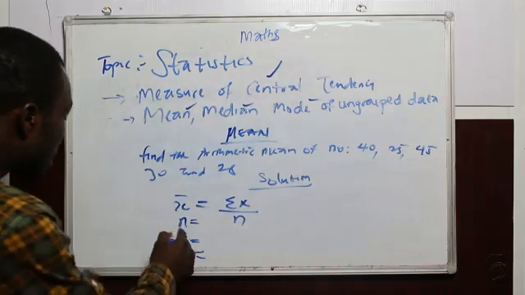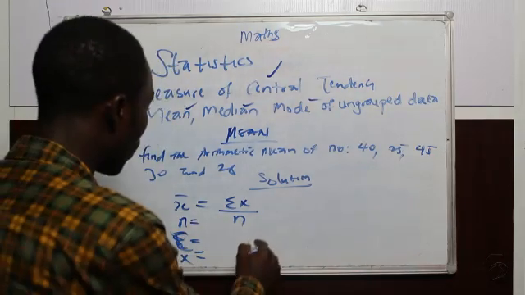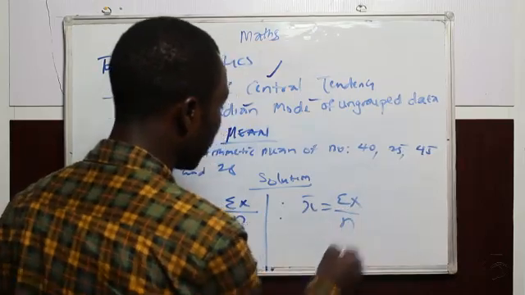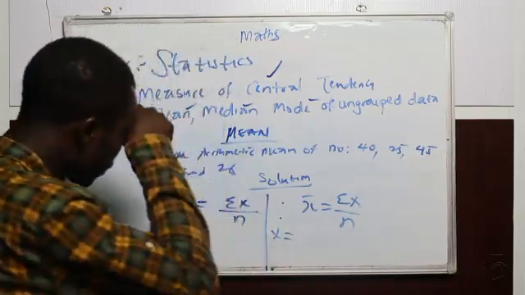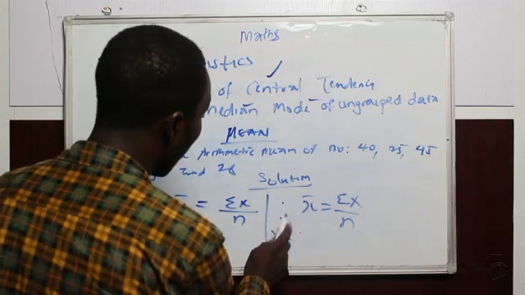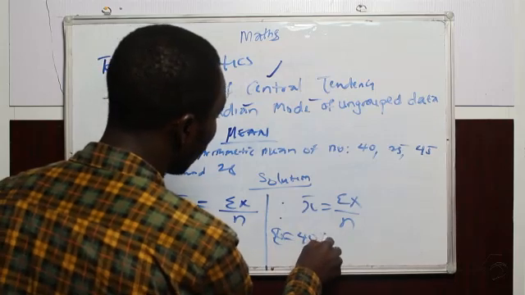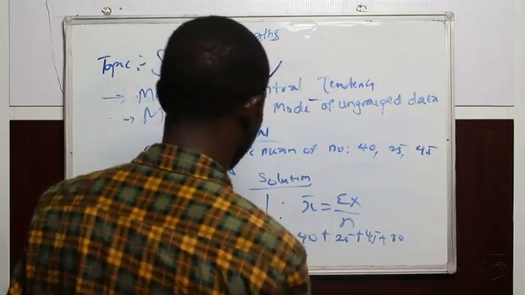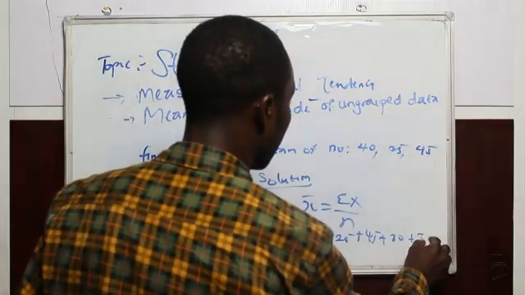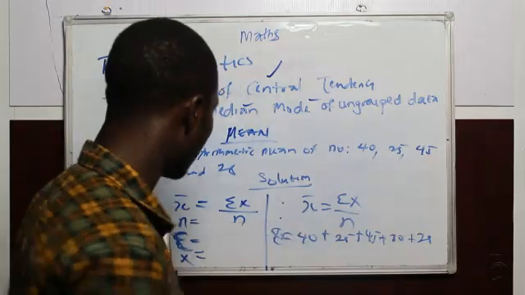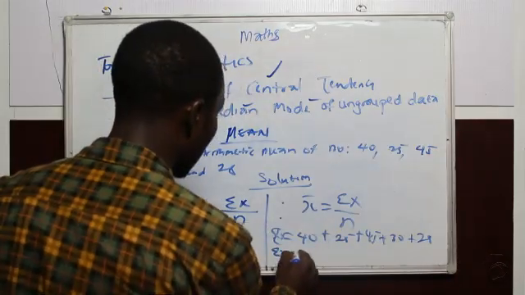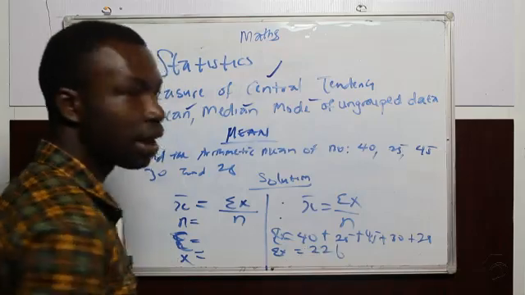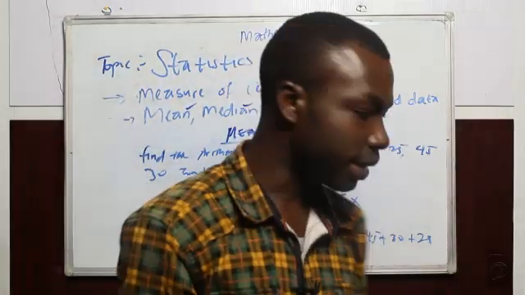This summation is denoted as summation. Therefore, arithmetic mean is computed to be summation of x over n. Our summation x is given to be 40 plus 25 plus 45 plus 30 plus 28. Now we will sum everything up, and the answer, check your calculator, is 226. That's the sum of all the items, 226.